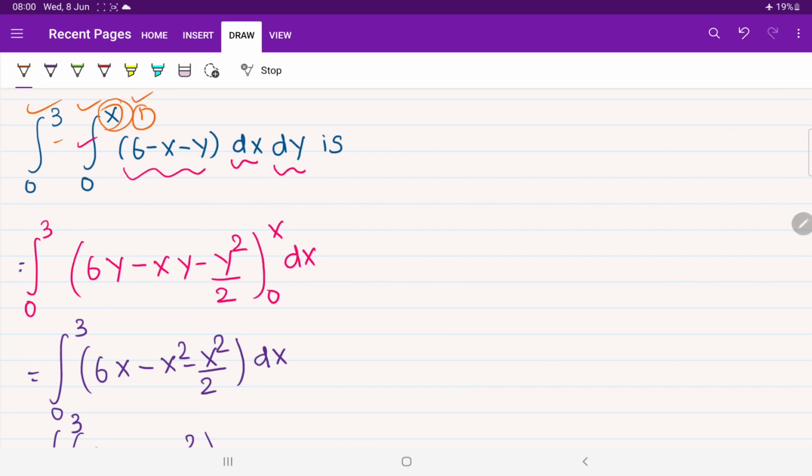If the given variable is x, then you should start integration with respect to y, because its actual limit is y equal to 0 to y equal to x. It means we are going to integrate this function with respect to y. So these two things you have to keep in your mind when you are doing double integration.